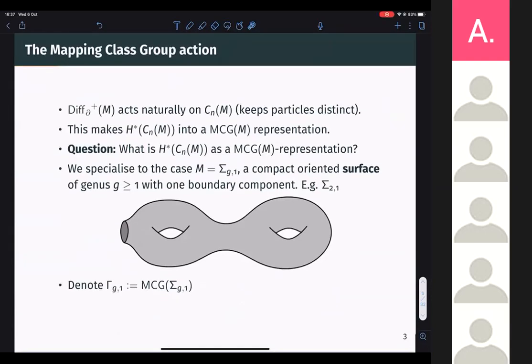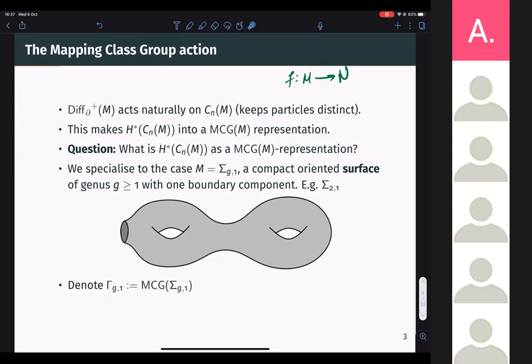Now, the diffeomorphism group acts naturally on configuration spaces. Not every map of manifolds would induce a map of configuration spaces, because it might not be injective, for example. But diffeomorphisms are injective, so they induce maps on configurations. This makes their cohomology into a mapping class group representation. So the question that I'm interested in is, what is this representation?